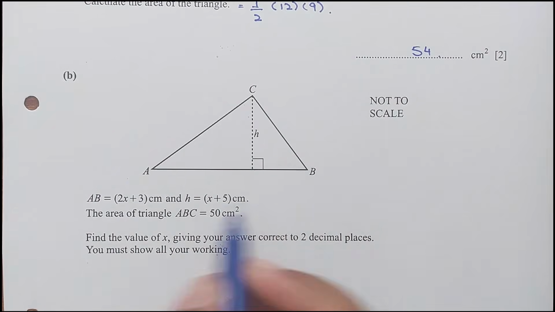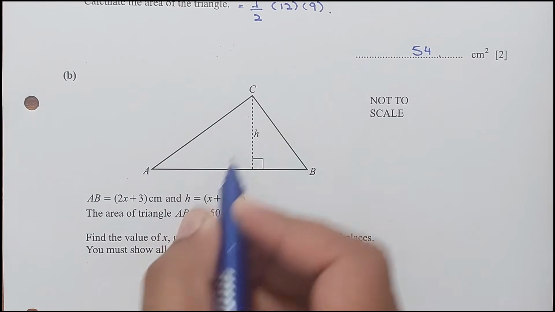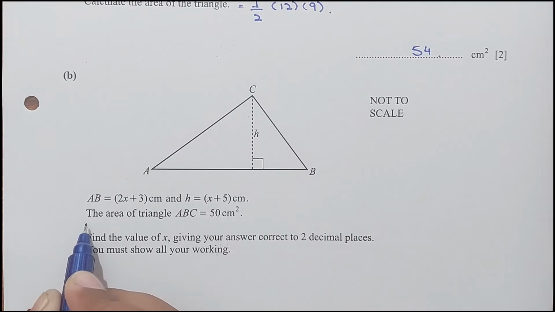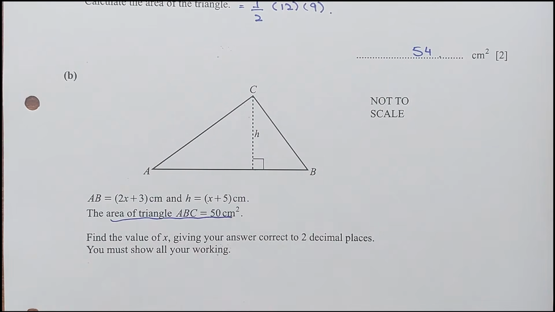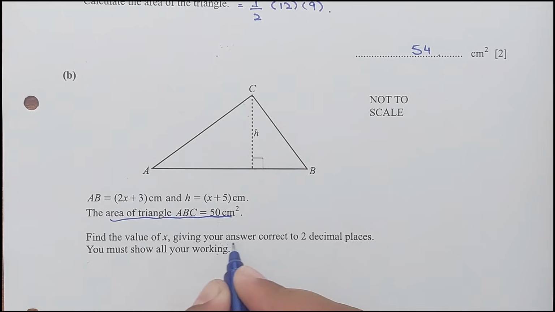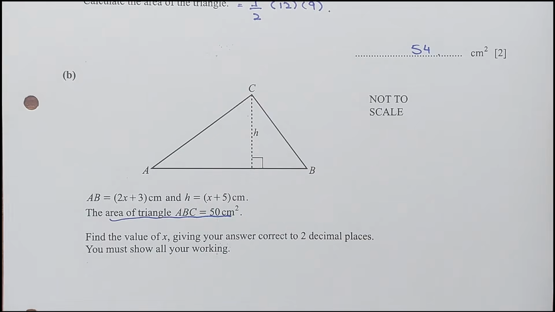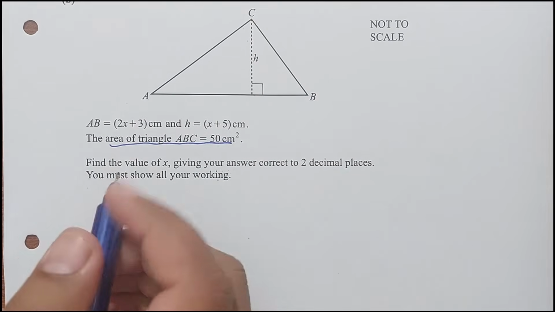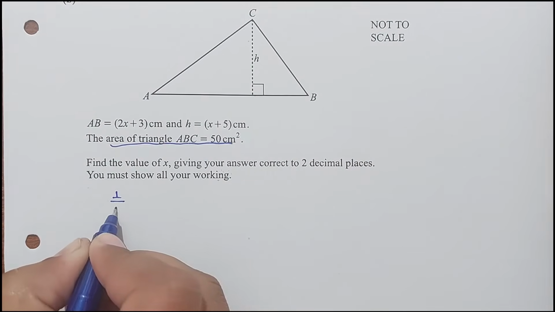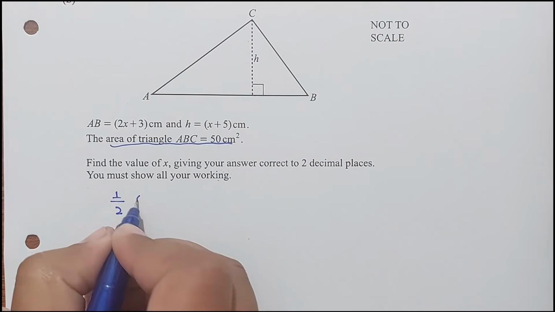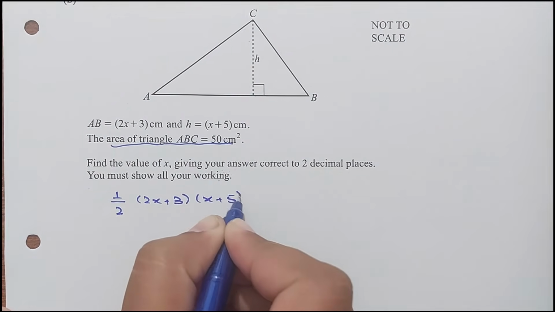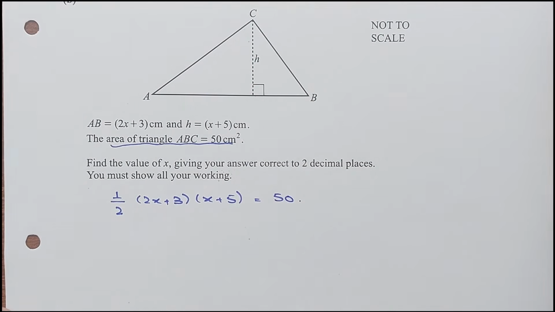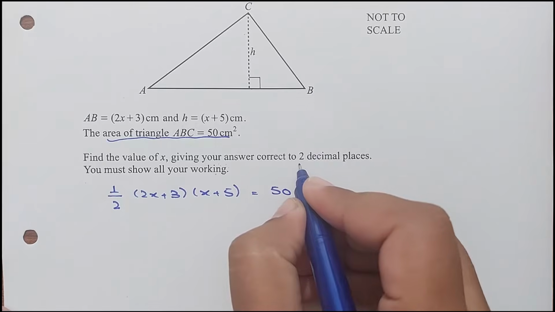AB, A to B, this is 2x plus 3 centimeter, and H is x plus 5 centimeter. Area of a triangle ABC, this area we have given is 50 centimeters square. Find the value of x, giving the answer correct to 2 decimal place. You must show all your working. So we have the formula of area of a triangle, which is half base and height. The base is AB, which is 2x plus 3, and the height is x plus 5, and this we have given is 50. Right, now we have to solve for x up to 2 decimal place.